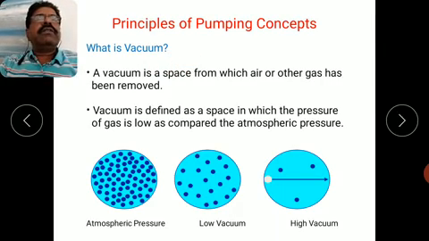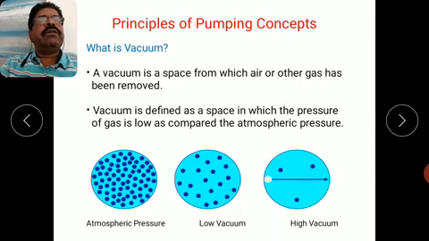So the first definition you can see here is: vacuum is a space from which air or other gas has been removed. So if you consider any restricted volume in a space, and if you remove the gas molecules from that particular space, then you can say that a vacuum is created. So to minimize the number of gas molecules from the given region means to create a vacuum.